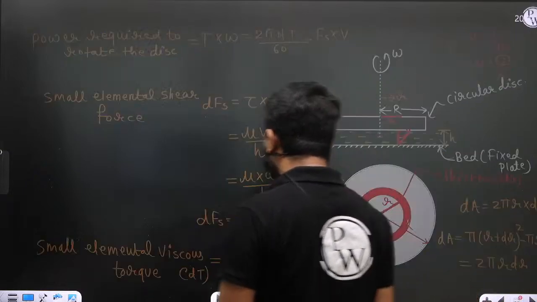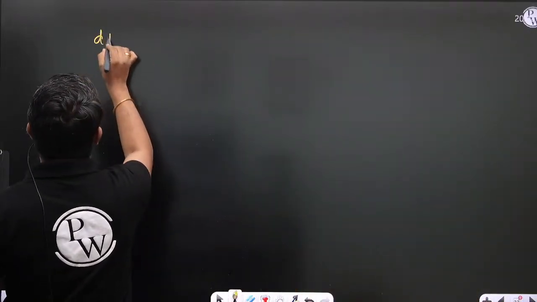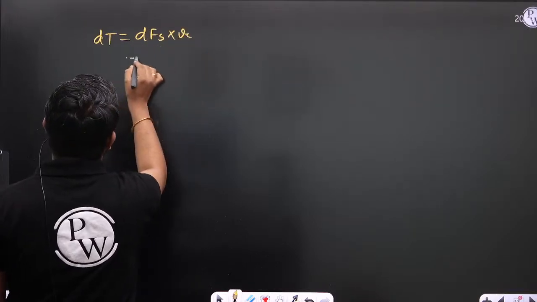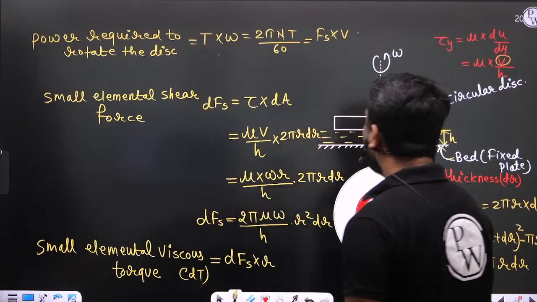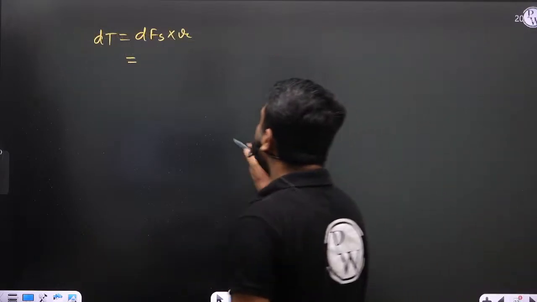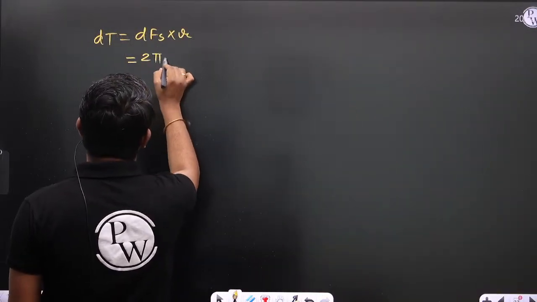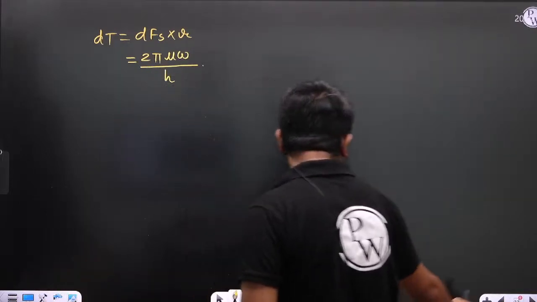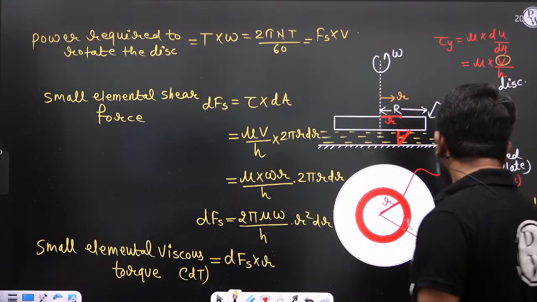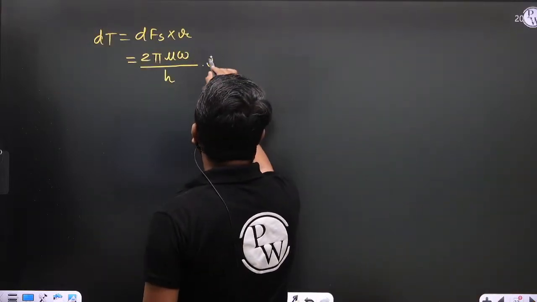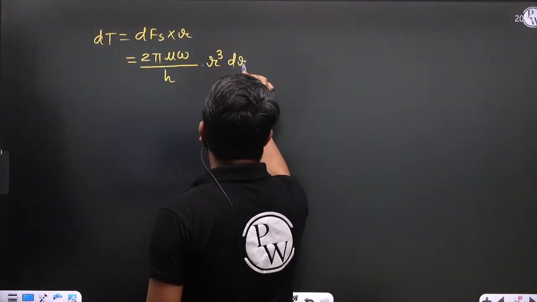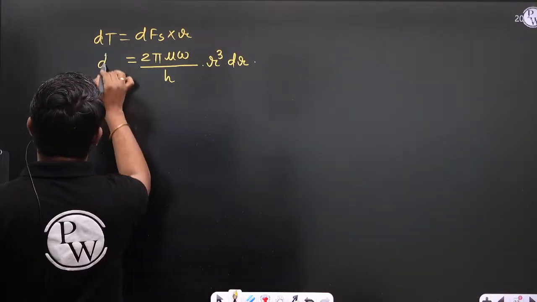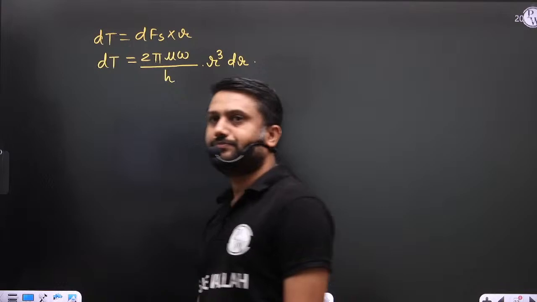Now tell me what is the dT, the small elemental torque? It is dFs multiplied by r. So what is the dFs? The dFs is 2 pi mu omega by h, r square dr. And r is also here, so this is r cube dr. So this is the small elemental viscous torque.